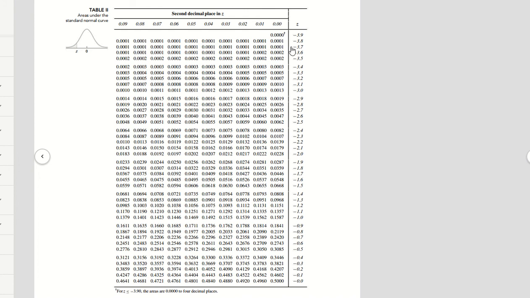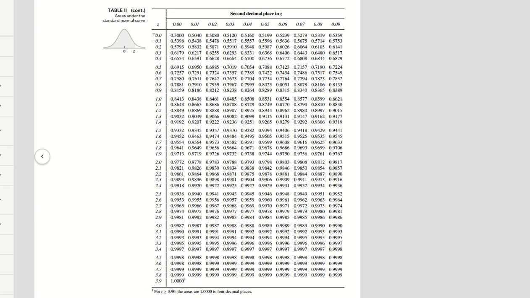If you're still not convinced, z-score 0, no negative sign, and 0 here is 0.5. Okay.